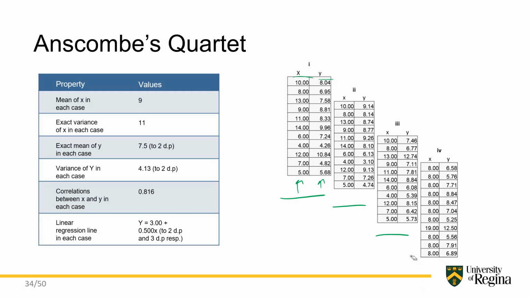The important factor here is that most of the statistical properties of these data sets are equal. So the mean of X in each of those data series is equal to 9. The exact variance of X in each case is 11. The exact mean of Y in each case is 2.5. The variance of Y in each case is 4.13. And the correlation between X and Y, like how you get from X to Y, is again in each case the same.